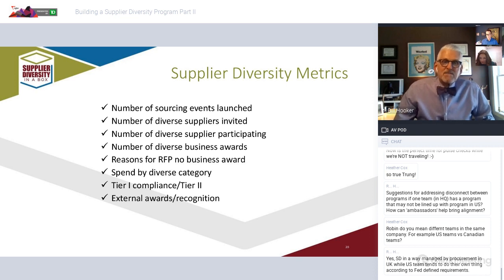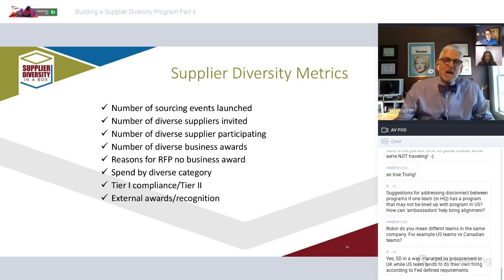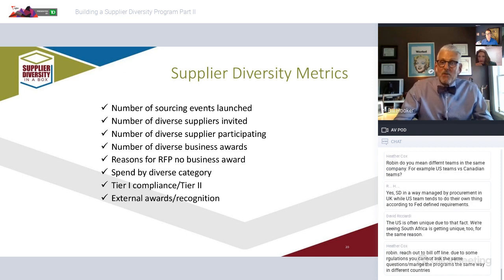So spend by diverse category. We need to understand where they're spending money so we can go look at their goals and say, hey, we think based upon our research that you really have opportunities to have more diverse spend in this category. We won't talk about tier 1 and tier 2 compliance, but we've talked about it a little bit. That's a future evolution for us. But I think tier 2 is the way to go once you get your tier 2 program up and running. Don't think about tier 2 until you have tier 1. And external awards. Everybody likes to get awarded, both internally as well as externally.